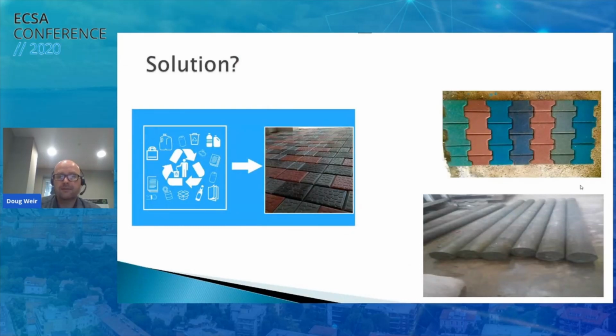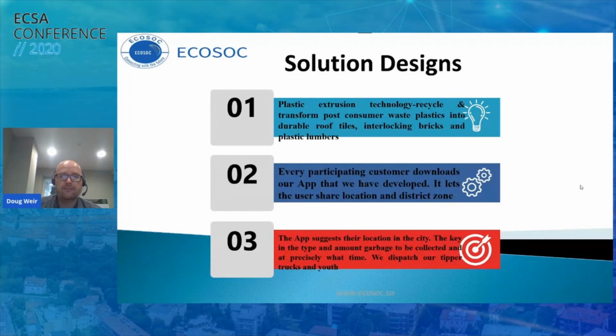The solution: ECOSOC have been working on this question of whether they can recycle this plastic waste into useful building materials, so that's bricks for walls, tiles for roofs, and structural beams. The designs they've been looking at are plastic extrusion and recycling, which transforms post-consumer waste plastic into roof tiles and bricks and beams.